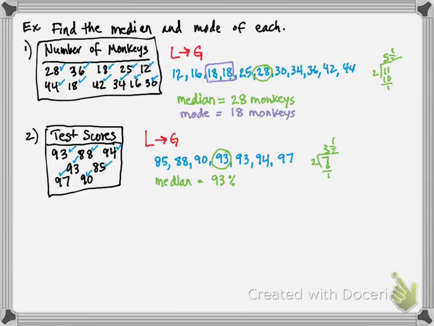Let's see, do we have a mode? Do we have anything that repeats? Oh yeah, 93 does. Nothing else does. So there's my mode. And interestingly enough, my mode and my median were the same.